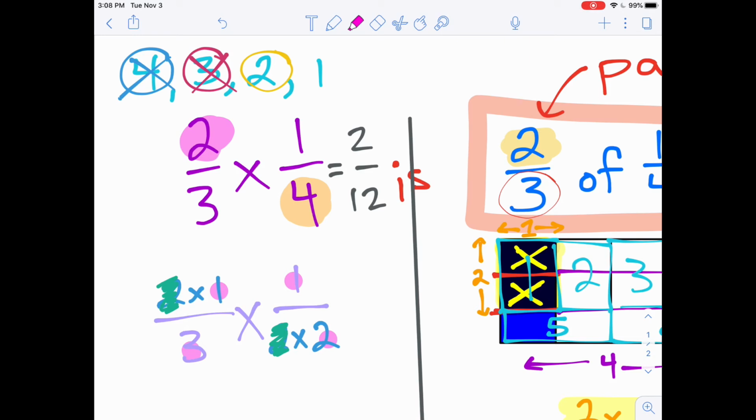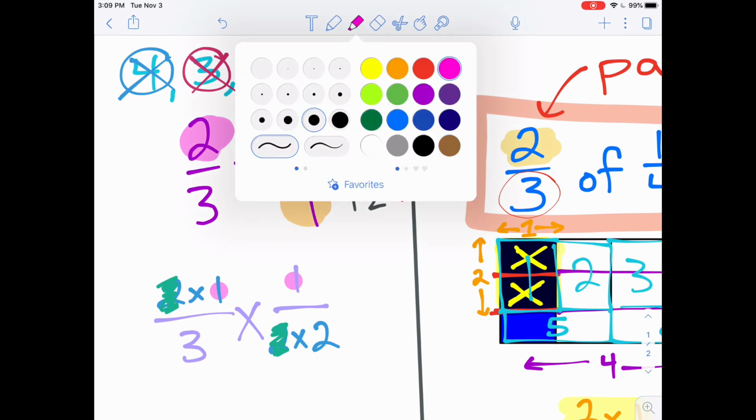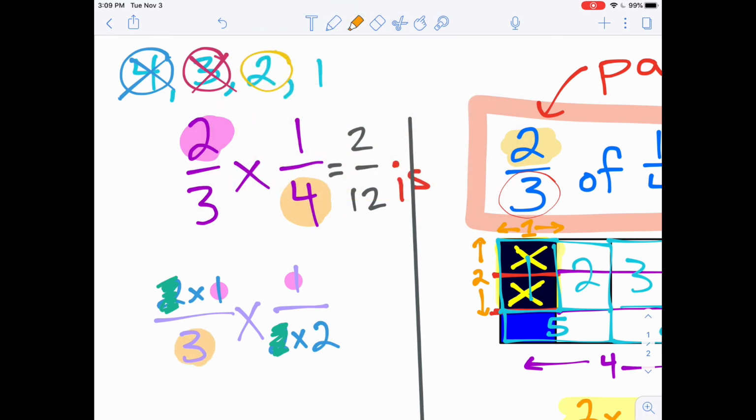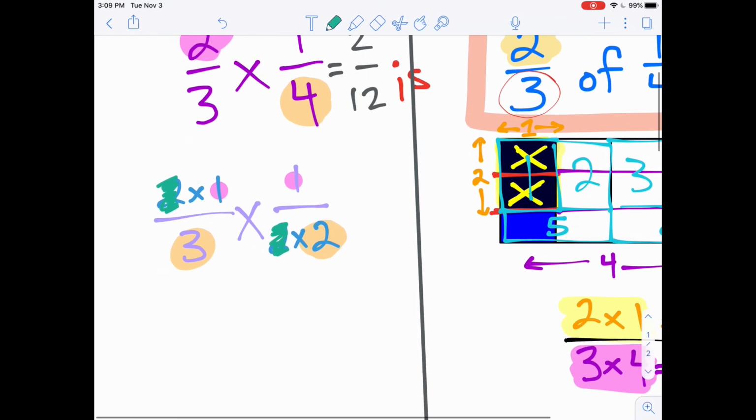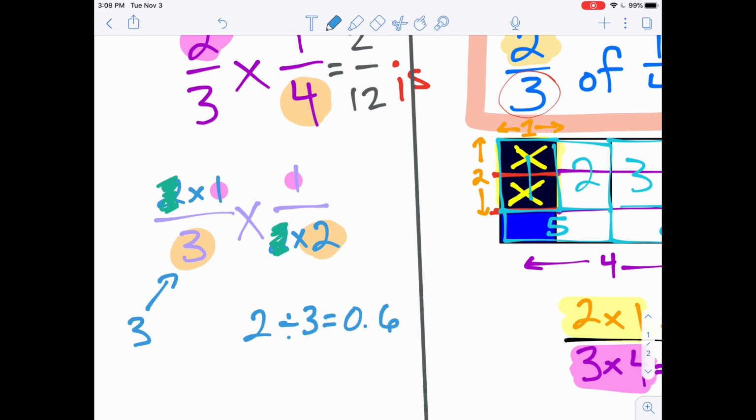Is there another set of numbers, a top and a bottom number, that are divisible by the same number? So the biggest number I could use is 3. But the only number that's divisible by 3 is 3. It doesn't work for 2. 2 divided by 3 gives me 0.6 forever. So that's not going to work. I need to get a whole number answer. So I can't divide by 3.